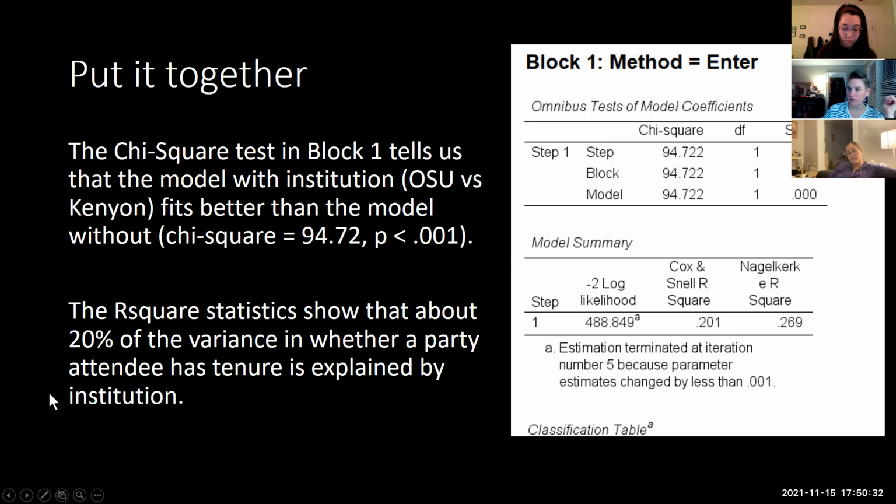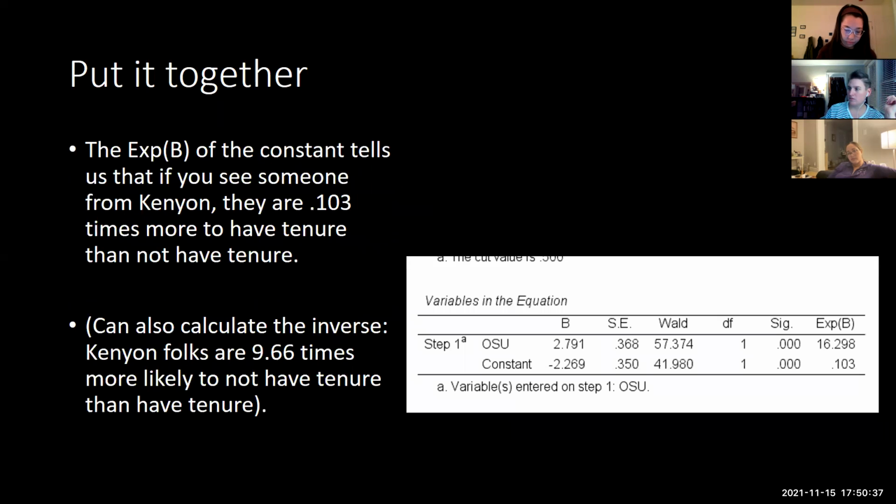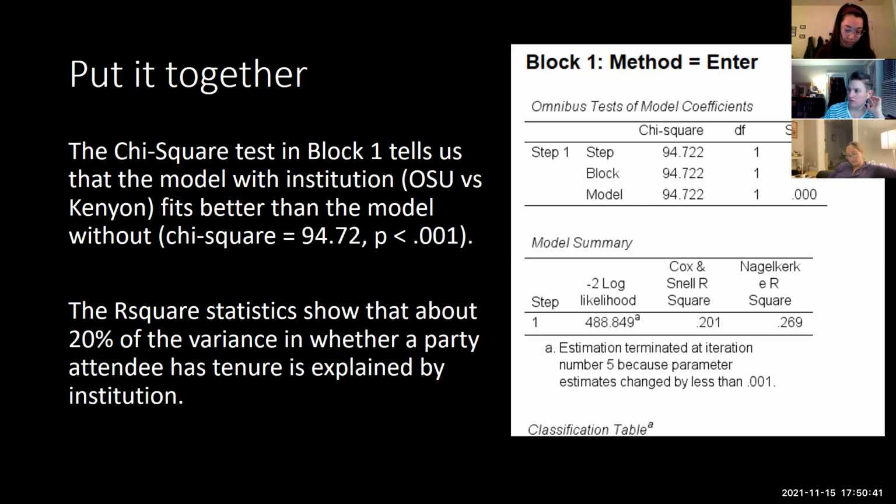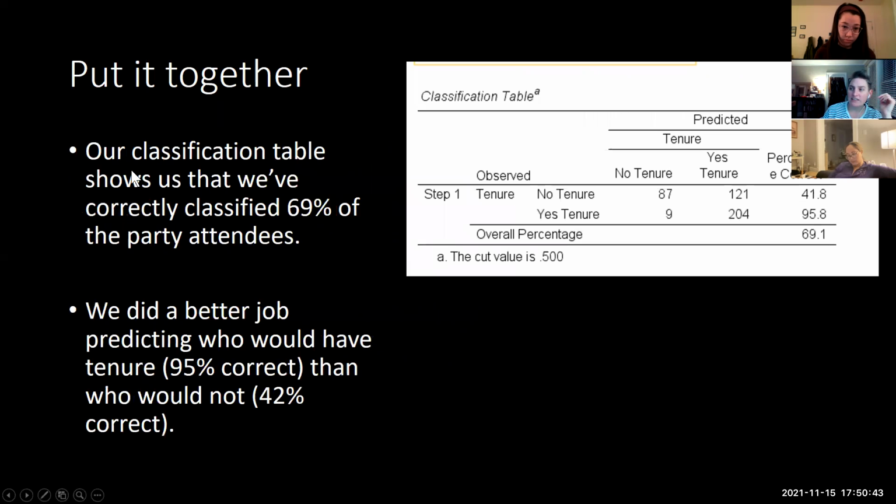I'm pulling that number from here. Okay, our classification table here is showing us that we've correctly classified about 70% of the people at this event. And we did a much better job predicting who would have tenure, where we have 96% correct, versus who would not have tenure, where we're about 42% correct.